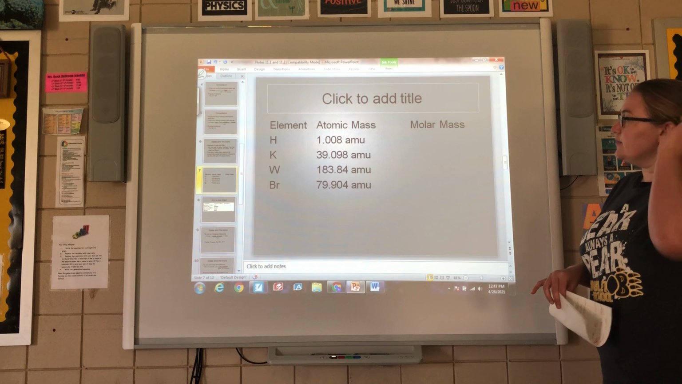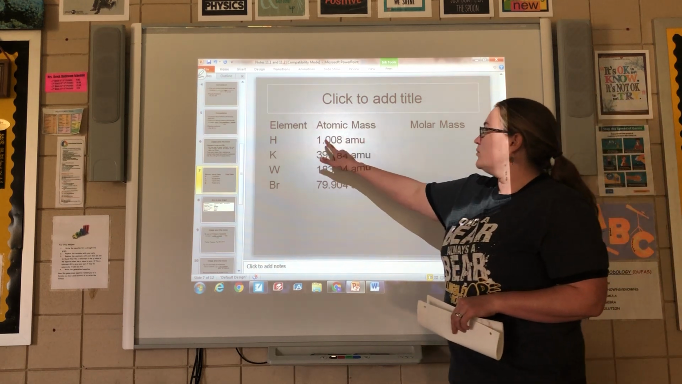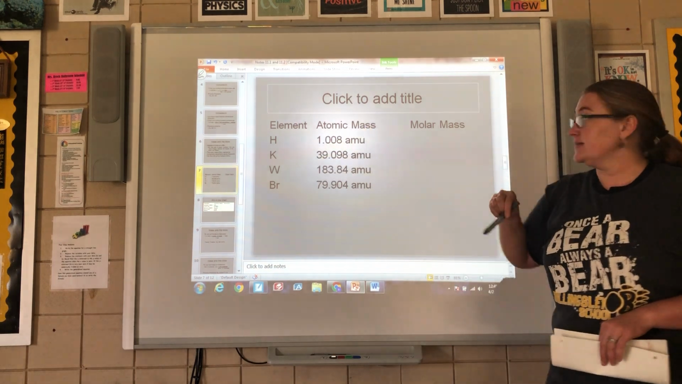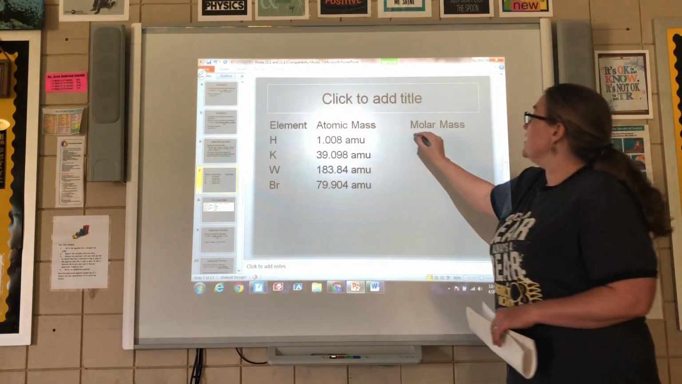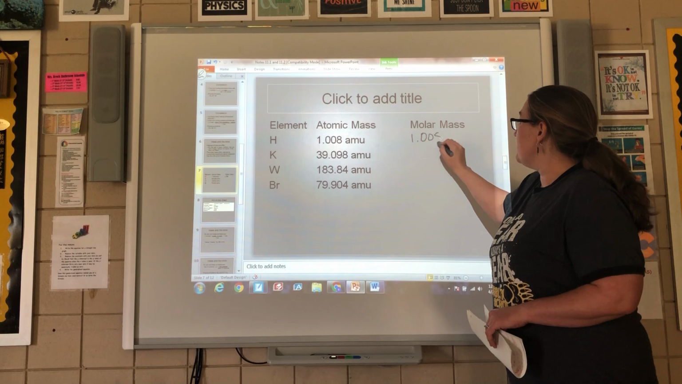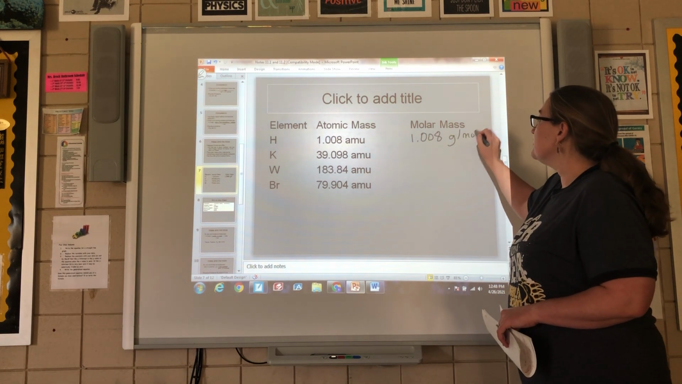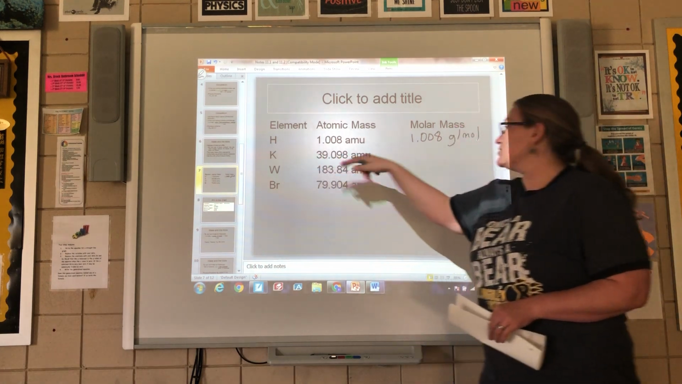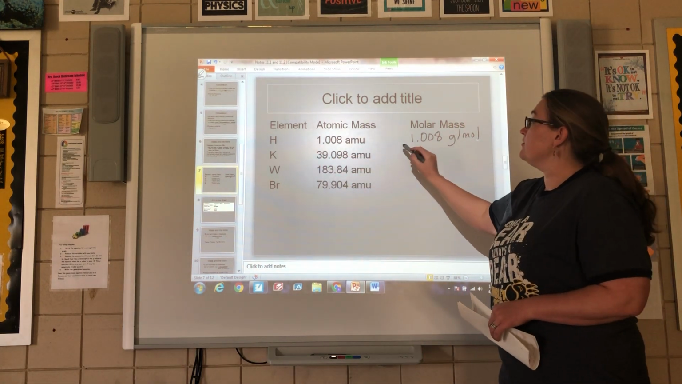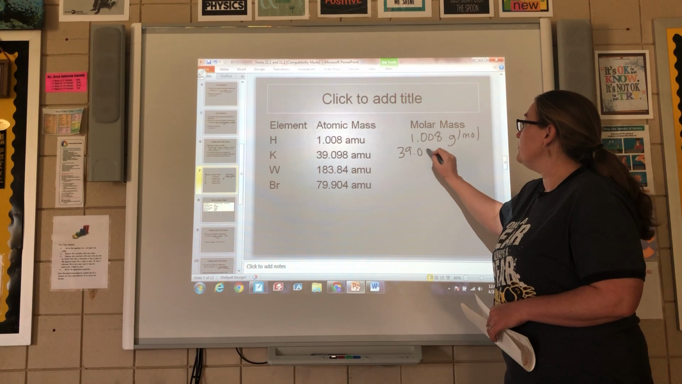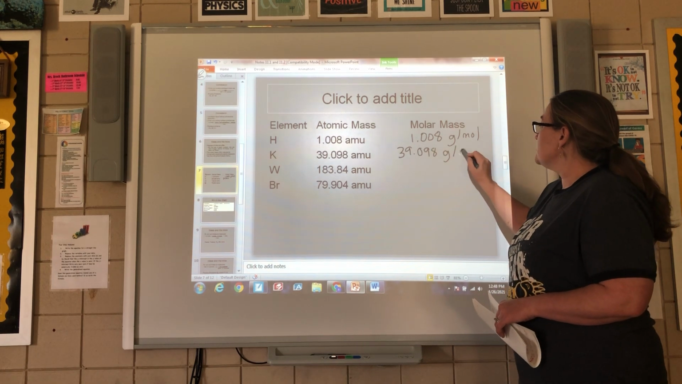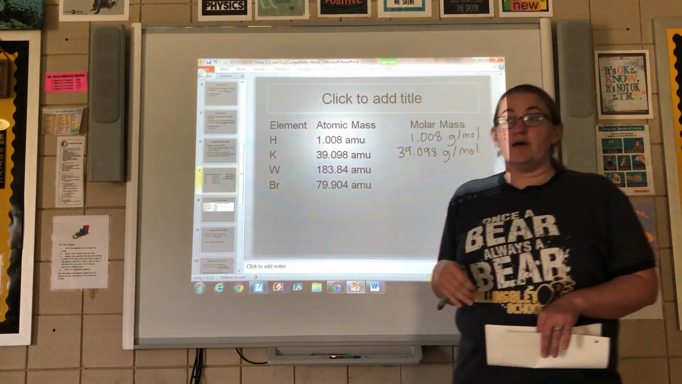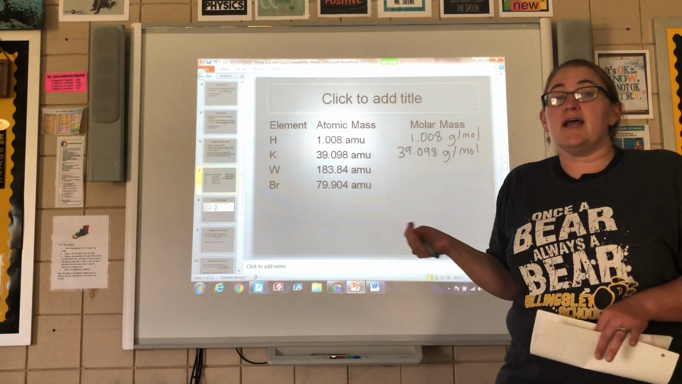So it gives you an element and it tells you that its mass is 1.008 AMU. If that is its atomic mass, then its molar mass is 1.008 grams per mole. That's simple. Potassium's atomic mass is 39.098, so its molar mass is 39.098 grams per mole.